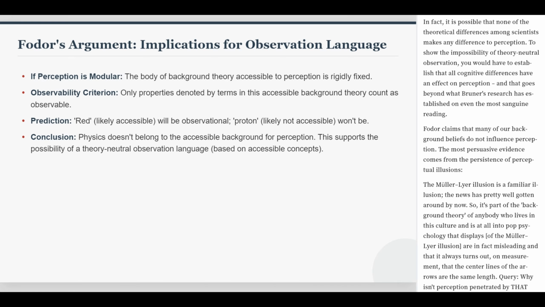The crucial point is that physics, with its talk of protons and quarks, likely doesn't belong to this accessible background. If this holds, it resurrects the possibility of a theory-neutral observation language, one based on concepts that are genuinely perceptually accessible regardless of our deeper theoretical beliefs. This seemed like a promising way to defend the empiricist tradition against Kuhn's relativism.